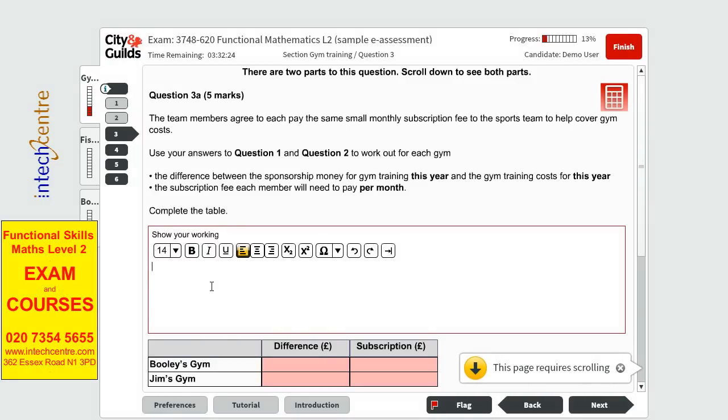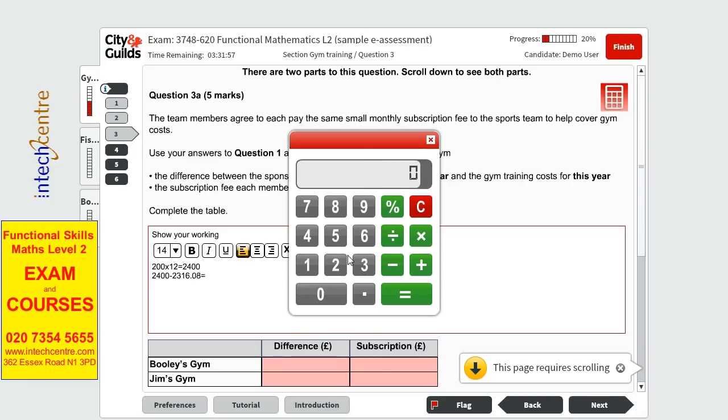Right, so now we have to figure out the gym training cost for the year. For Bullish Gym, we know it's 200 per month times 12 months is going to give us 2,400 per year. Now we can do the difference. 2,400 minus 2,316.08, and then we'll find out the difference between the two. So we have 2,400 minus 2,316.08, and our answer is 83.92. So that is the difference for Bullish Gym.